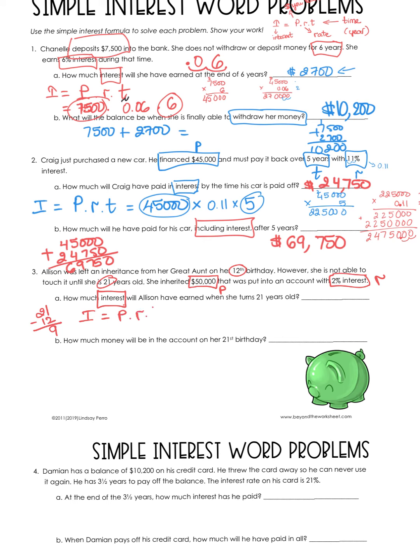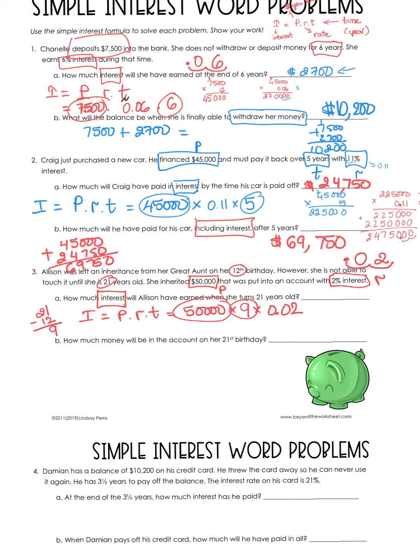P times R times T. So 50,000 multiplied with 9 years. Oh, and multiply with the interest. Sorry, I flip-flopped a number. Okay, 2%. When you move your decimal to the hundred, you move 2 places, 1, 2, and you fill in the 0, so you need to multiply with 0.02.